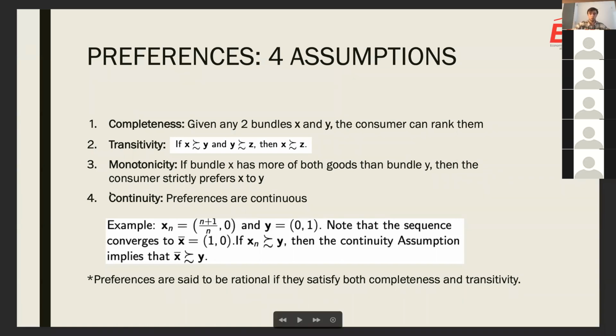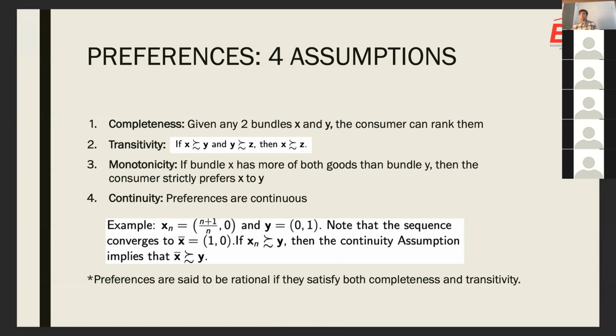So the first thing that we're going to be looking at would be your completeness preference. This is basically just saying that given any two bundles, X and Y, the consumer can rank them. Some of these are going to be more obvious than other ones, and then we'll get to things like continuity, which is very hard to contradict. And quite frankly, I'll tell you exactly what my prof told me about continuity: it is not really something that you need to worry about. We also have transitivity.